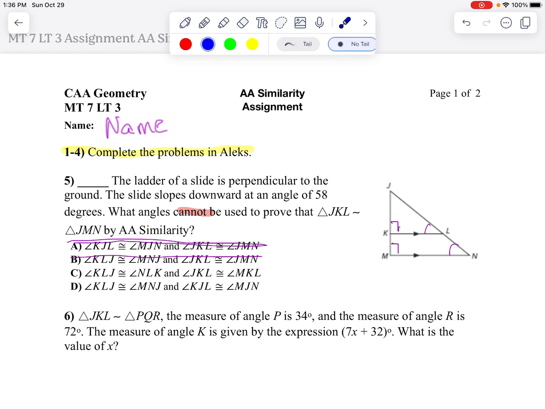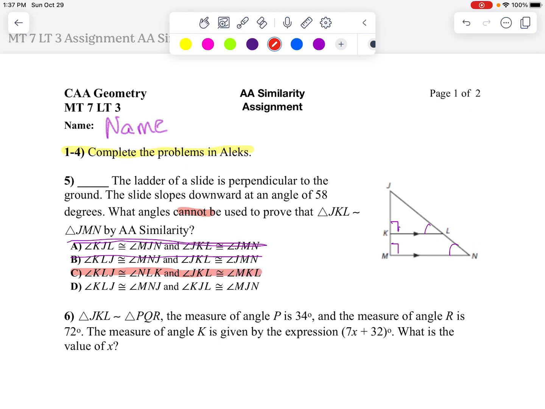Angle KLJ, that would be this angle, and angle NLK, that would be this angle. There we go. Those are not equal. In fact, they're supplementary. So the correct answer is C on that one.